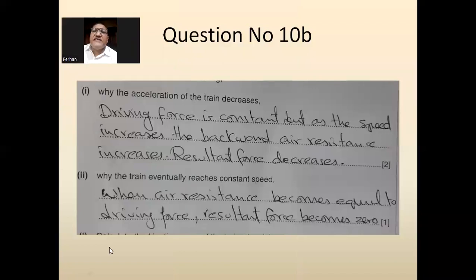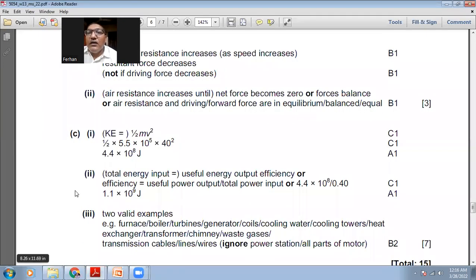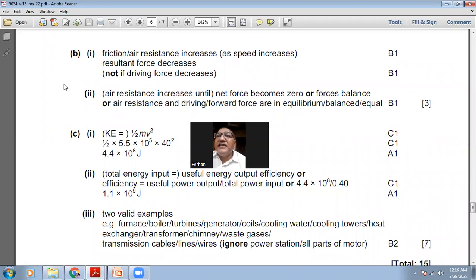When air resistance becomes equal to the driving force, the resultant force becomes zero. The acceleration will become zero and the train will start moving with a constant speed. Air resistance increases until the net force becomes zero, or the forces are balanced, or air resistance and the driving forward force are in equilibrium, balanced or equal.